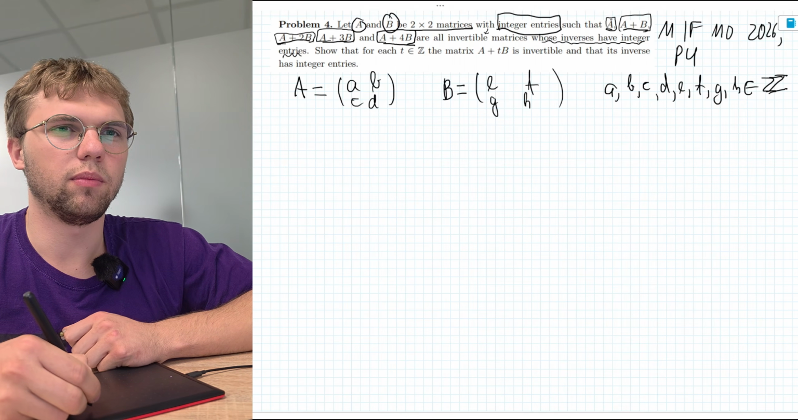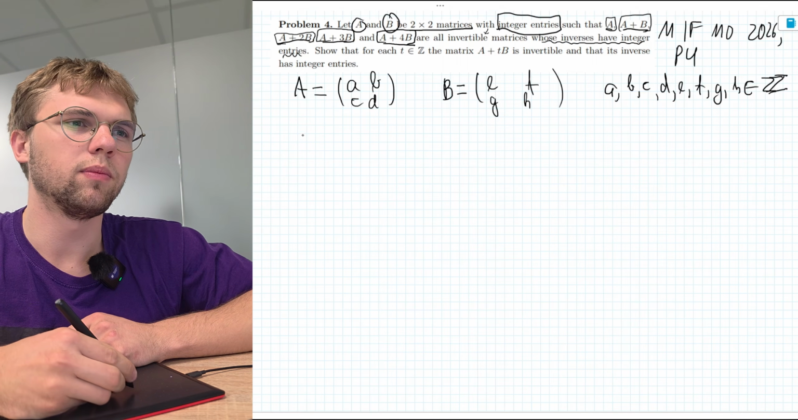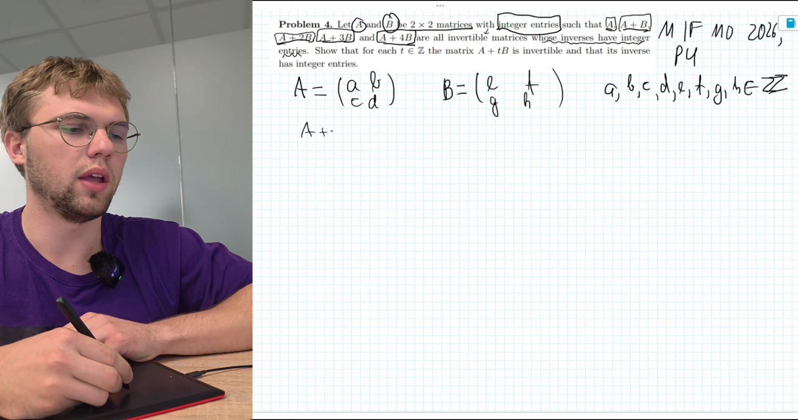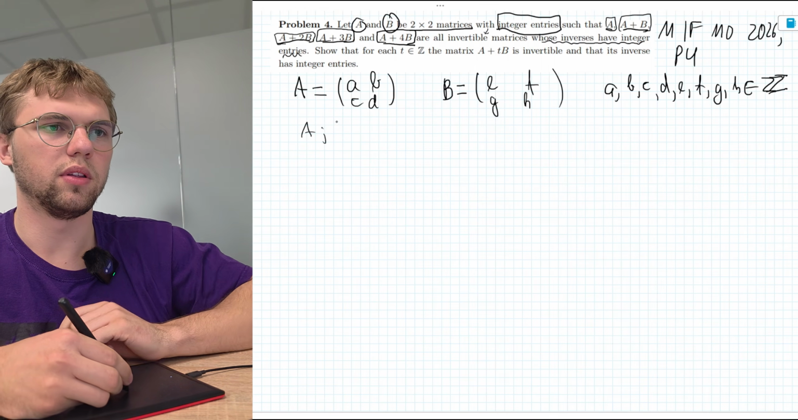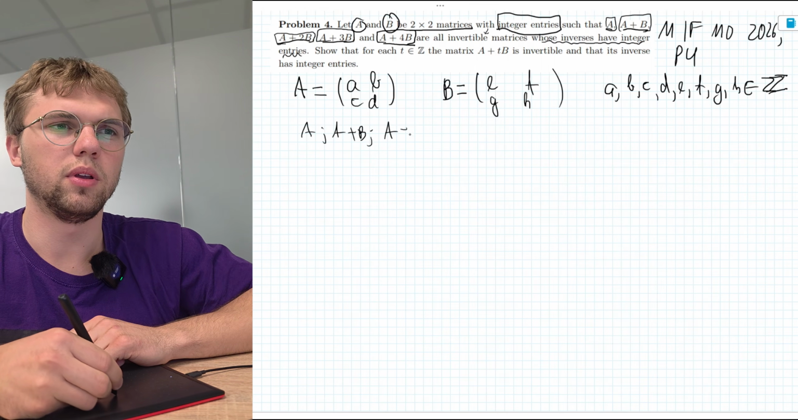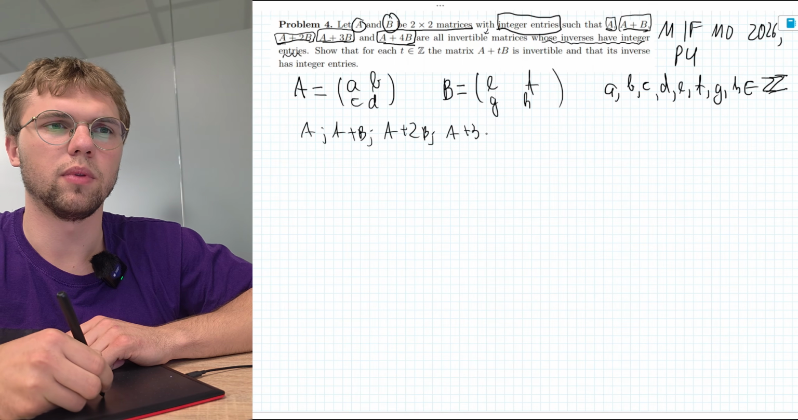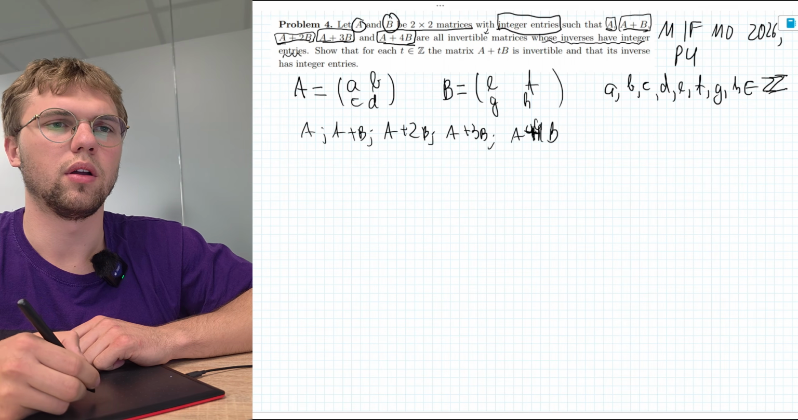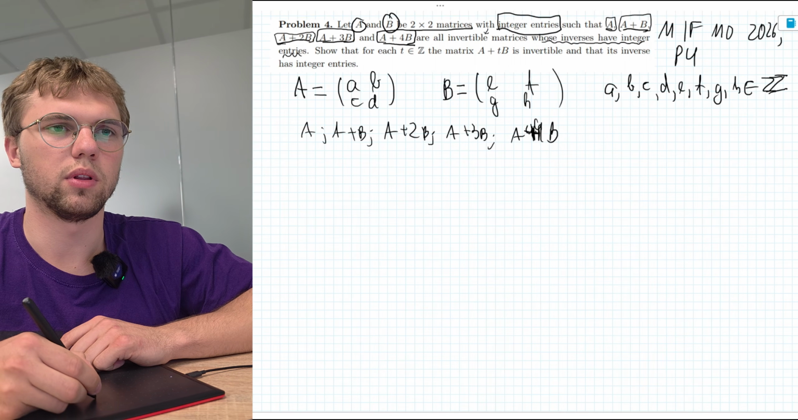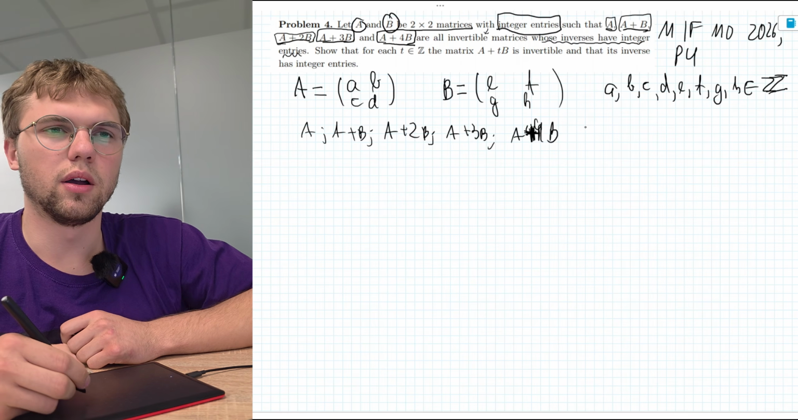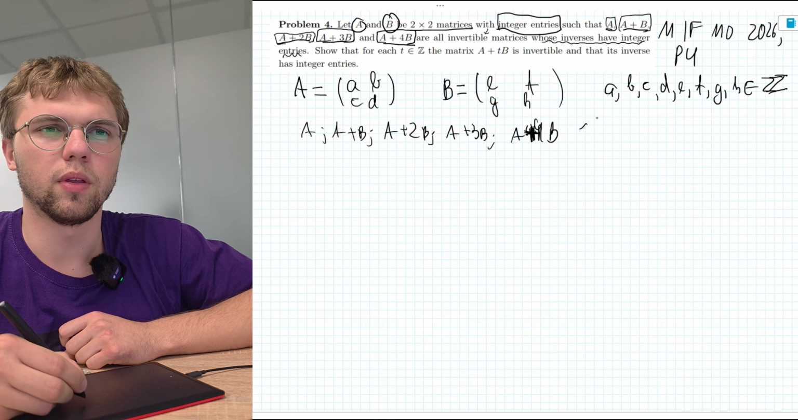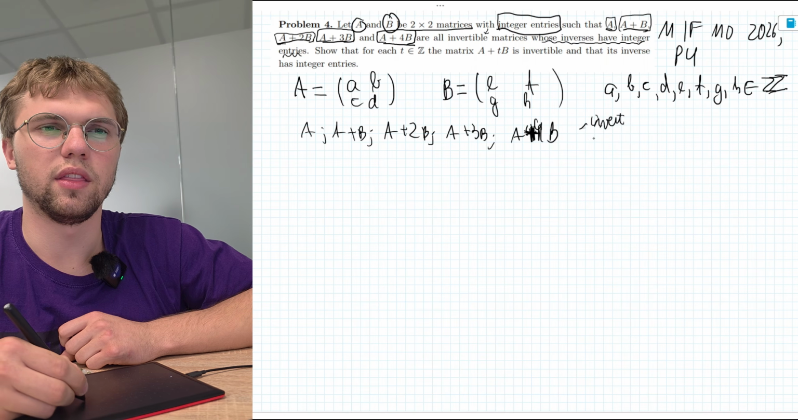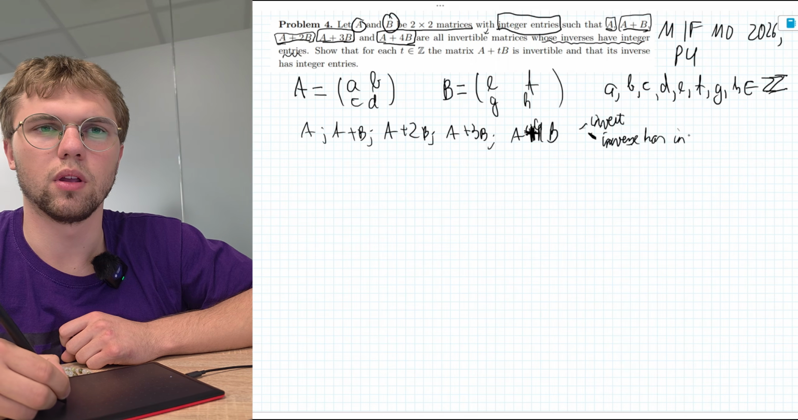And we know that these matrices, A plus B, A plus 2B, A plus 3B, A plus 4B, okay, I guess we'll have to stick with it, are invertible, and the inverse has integer entries.